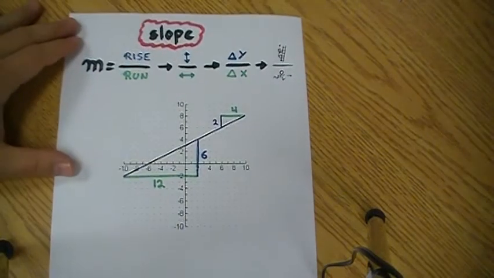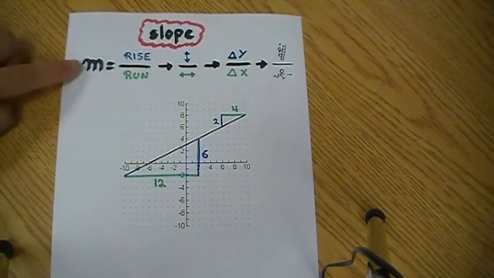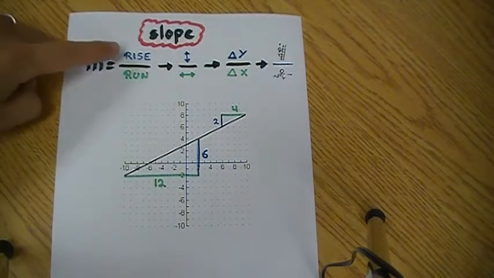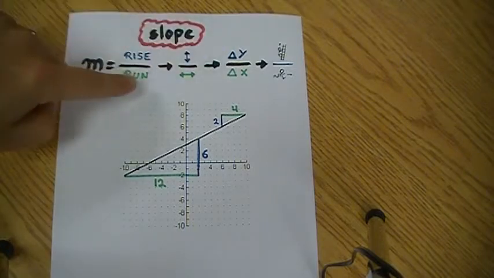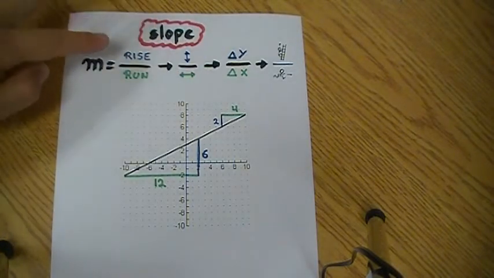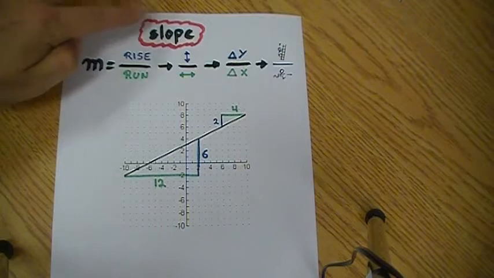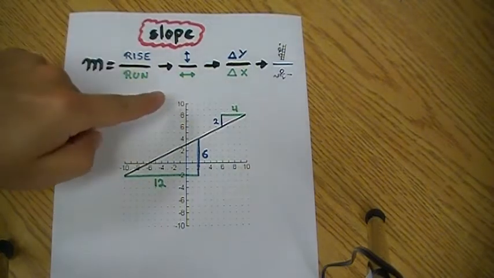So let's review slope. This is very important. Slope, you may remember, is usually denoted with the letter m, and it's rise over run. Rise is how far it goes up and down, run is how far it goes left and right. If it goes up, it's positive, and if it goes to the right, that's positive too.